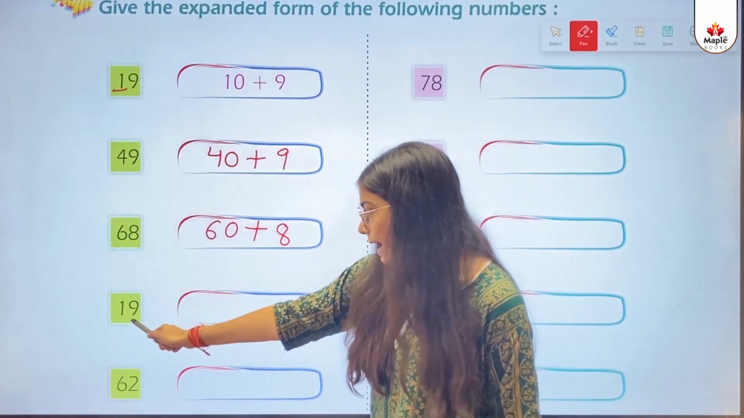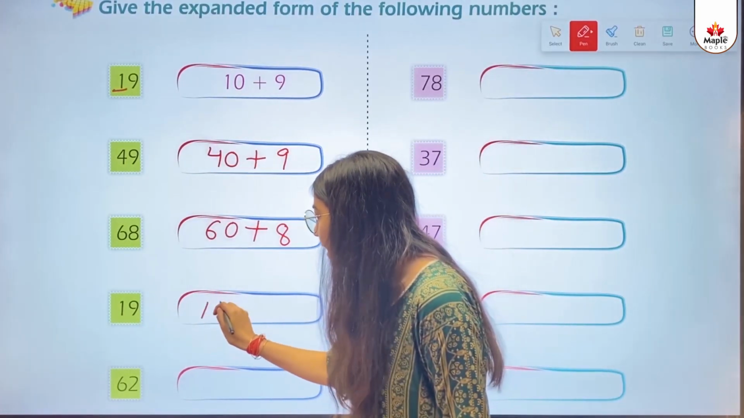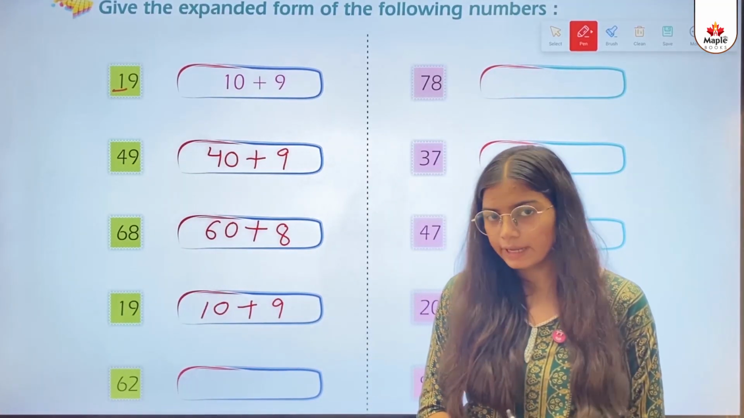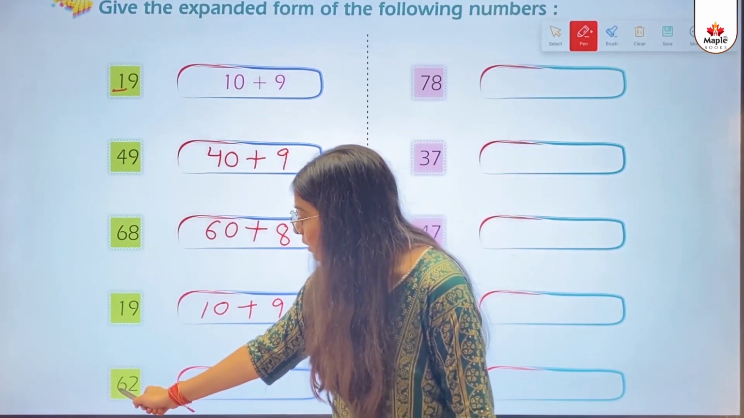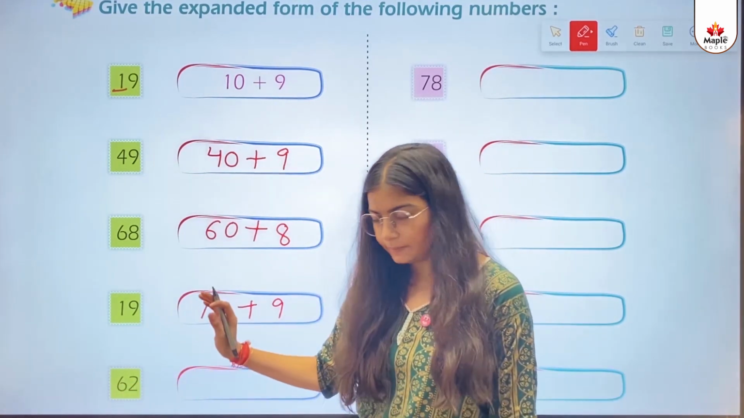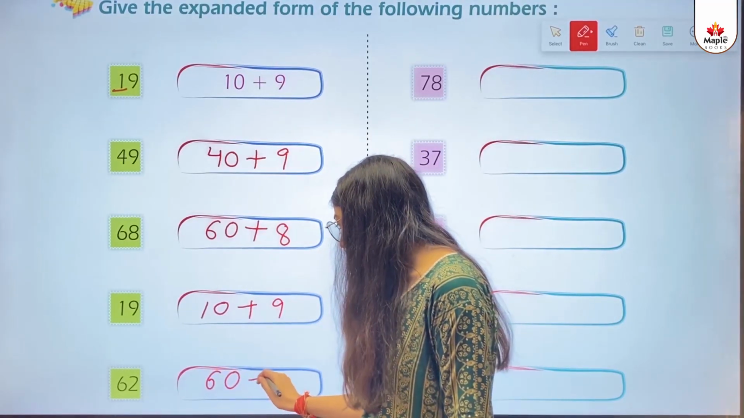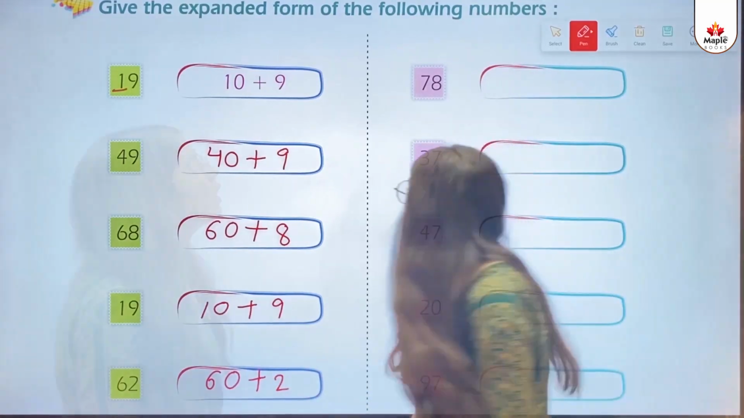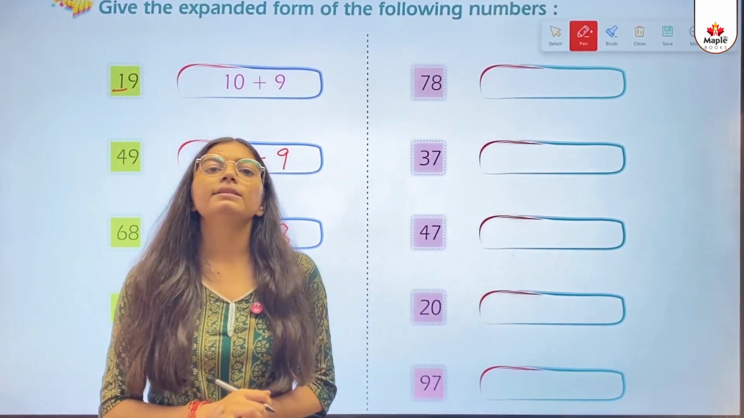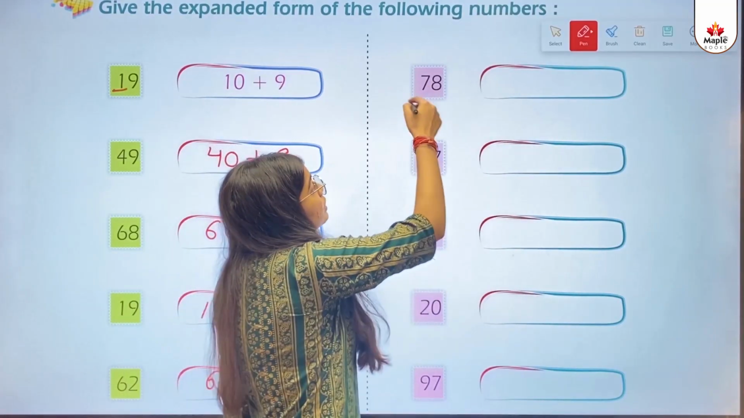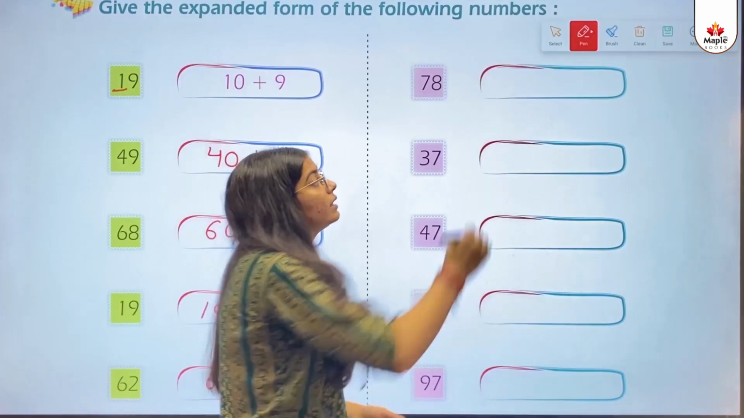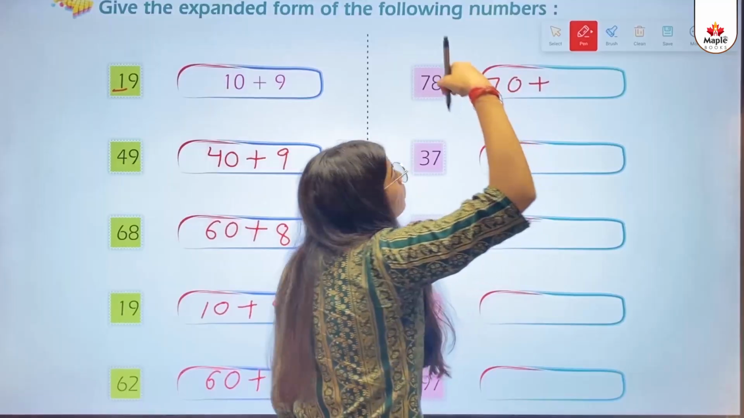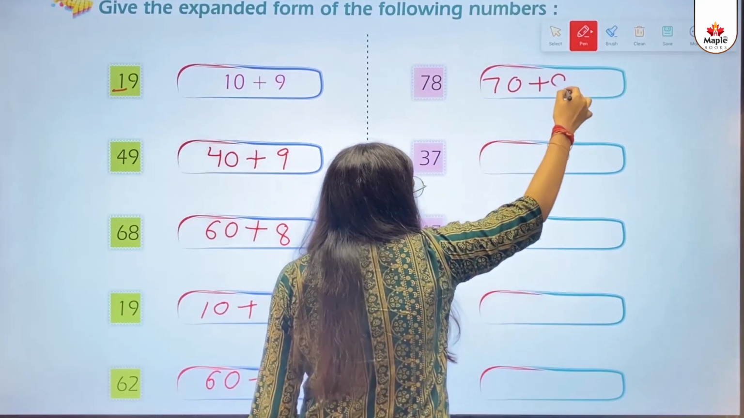Okay. So 19 is written here. So what will we write? 10 plus 9. Clear? Then what will we write here? 62. 6 is on the tens place. So we will write 60 plus 2, as 2 is on the ones place. So we will write 2 here. Clear? Then what is written here? 78. So what is on the tens place? That is 70. 70 plus what is on the ones place? 8. So we will write 8.